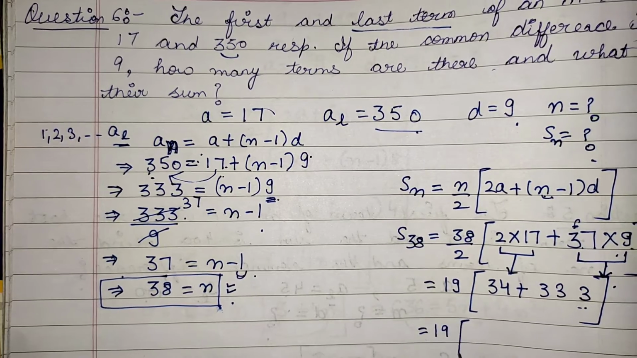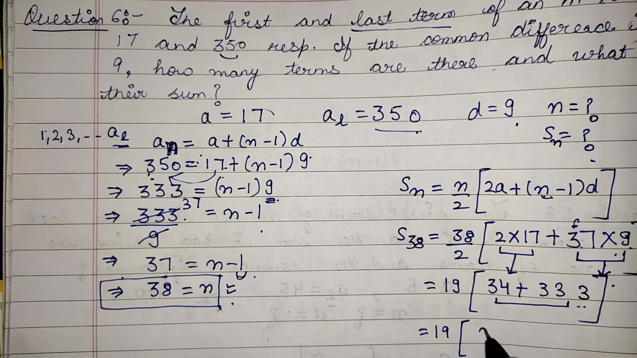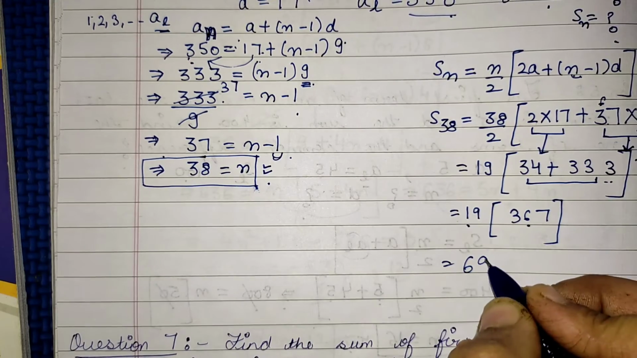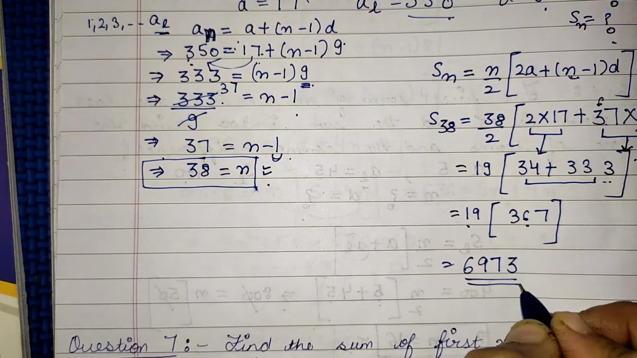So now you have to add these two values and you will get 367, and the answer will be 6973.